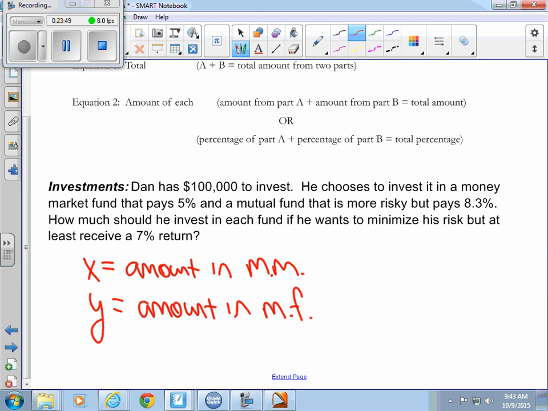Okay, so there's a percentage one in there, right? I'm going to skip that one first because there's actually an easier one than that. What do you know about X and Y together? What do they combine to give you? The total, right? I have $100,000 to invest. I'm going to invest it in these two places.